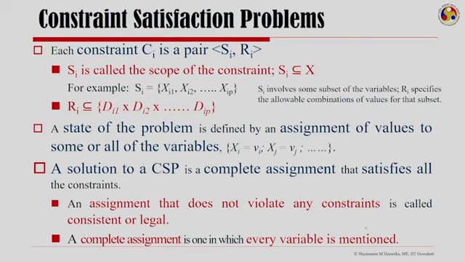A complete assignment is one in which every variable is mentioned, and an assignment is said to be legal or consistent if it does not violate any constraint. A solution is a consistent complete assignment.